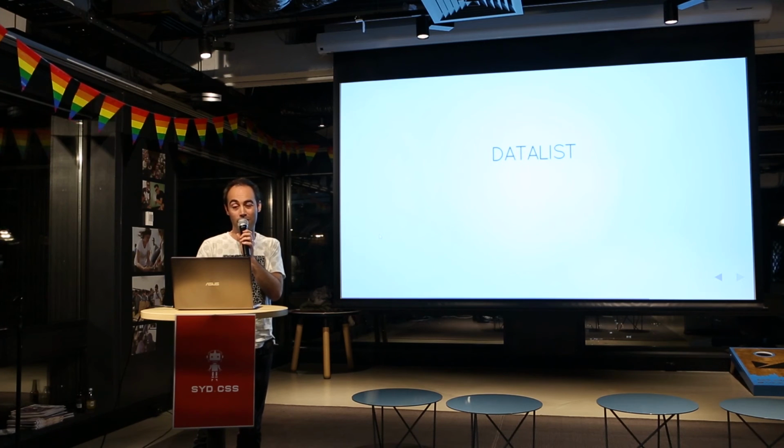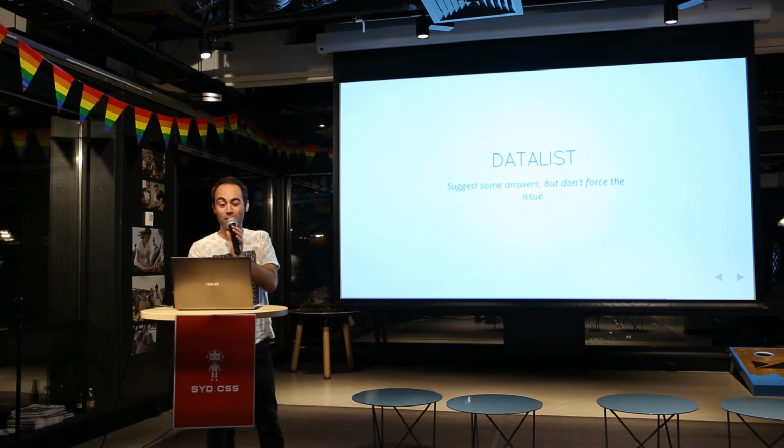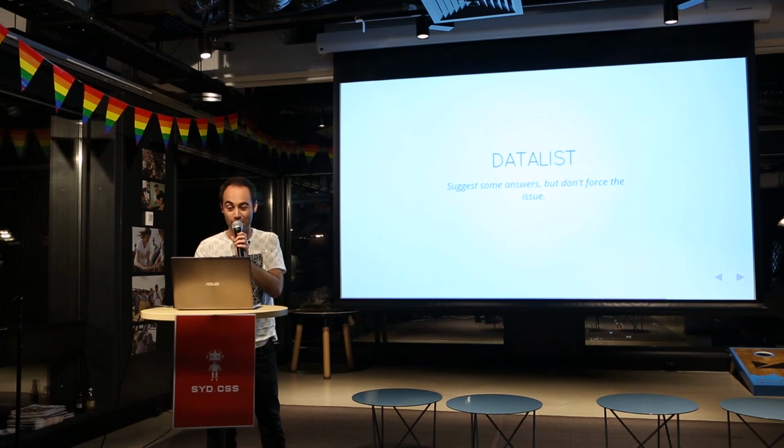Let's have a look at the datalist. This one's possibly my favourite definition from the spec. The datalist element represents a set of option elements that represent predefined options for other controls. Suggest some answers, but don't force the issue. That's the way I'm going to use it.